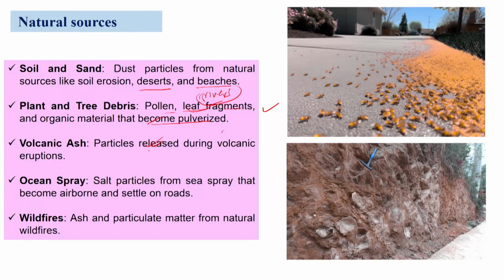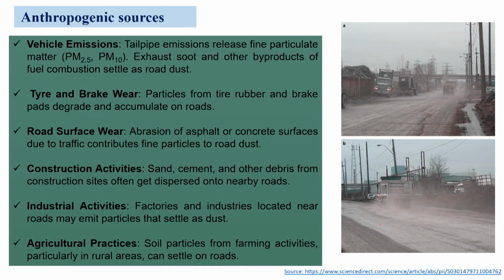Volcanic ash, of course, is a natural source of aerosols. Then ocean spray we discussed, and wildfire we discussed in the previous slides. You can see here plant debris, and there could be pollens. On these roads, in between the spaces, dust particles will be embedded, and when a vehicle moves, they will get some kinetic energy and be thrown up. This picture also shows how rock weathering can be a source of natural aerosols.